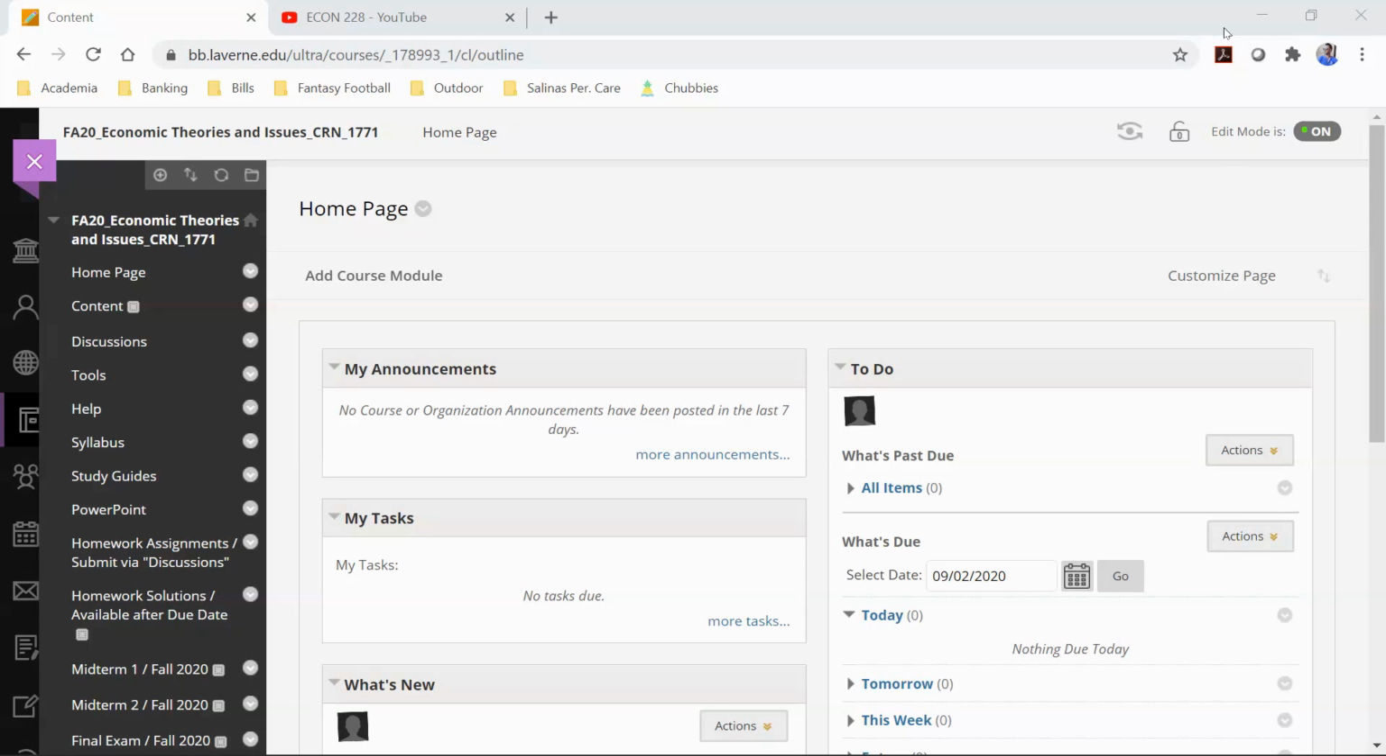Okay, so what I want to do today is the intro to economics stuff, which is chapters 1 and chapter 2. And so we'll look at the study guides, we'll look at some of the PowerPoint, and then after that, I'll show you the homework assignments for the chapters.